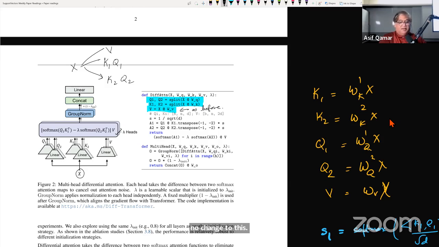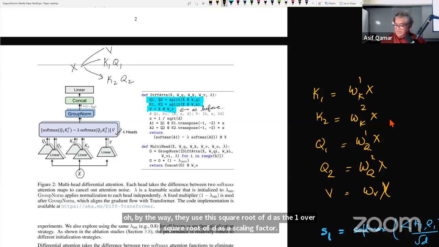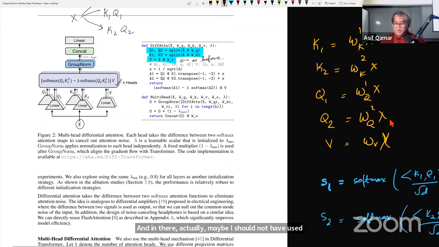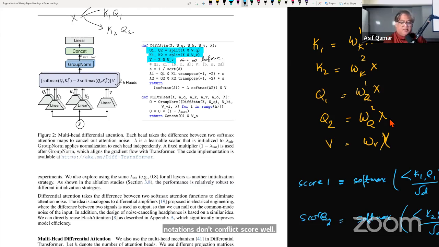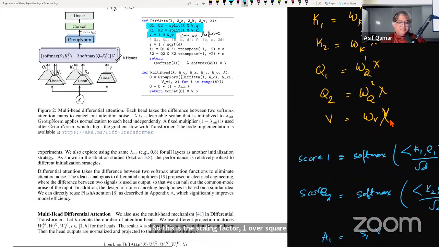Now, by the way, they use this 1 over square root of D as a scaling factor. And in there, maybe I should not have used S1. I should have said score 1, so that the two notations don't conflict. Score 1, score 2. So this is the scaling factor, 1 over square root of D.